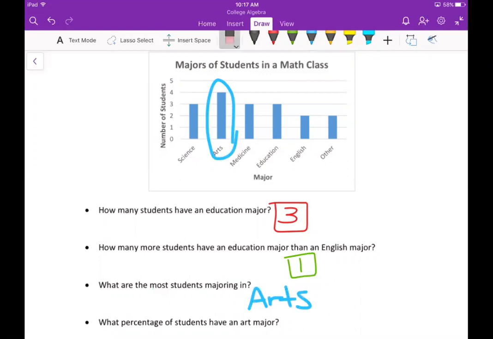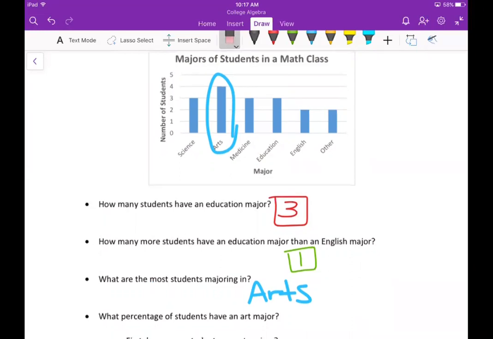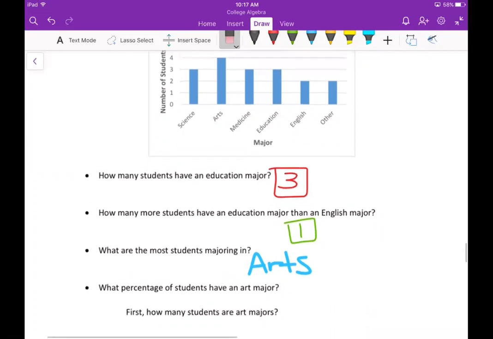Now, can you do one of those relative frequency questions with a bar chart? Can you tell me what percentage of students have an art major? And I have taken you through a few steps in these notes to find it, right? Because what 2 pieces of information do we need then? We first need to know how many students are in an art major. Looking at the chart, that's 4, because the arts bar is up at 4.